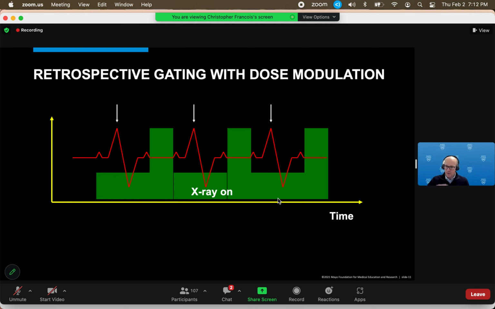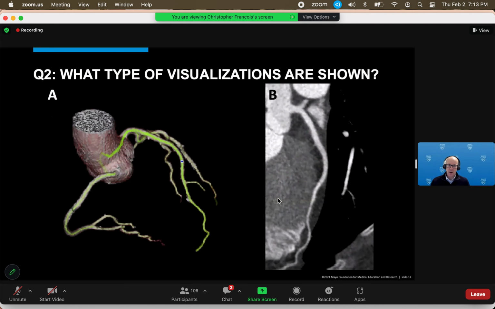And then one of the things that we frequently do to decrease the radiation exposure is we modulate the radiation dose. We lower the radiation during systole, and then we ramp up to 100% during diastole. Again, trying to get the highest quality images during the quiescent phase of the cardiac cycle, just to optimize our image quality.